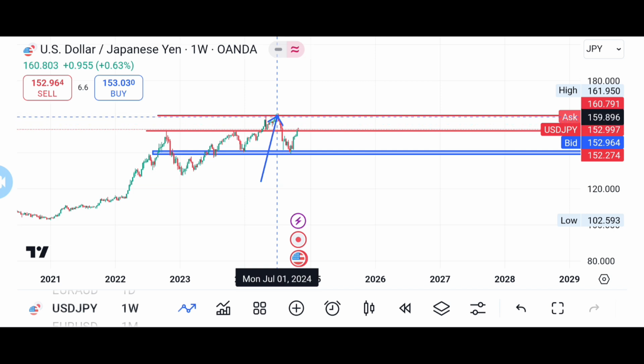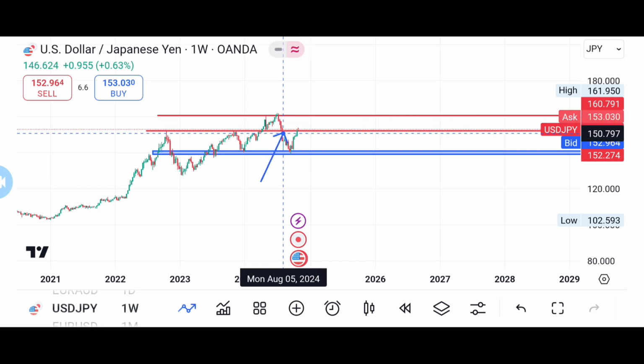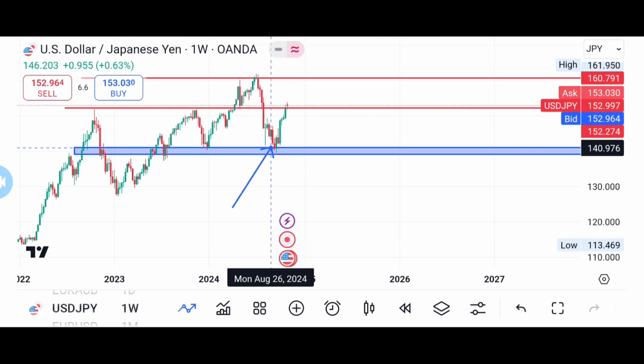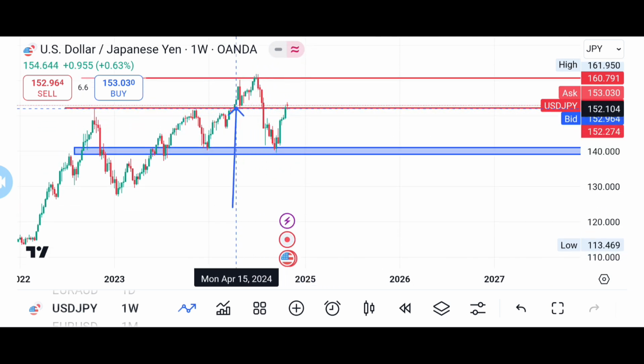Now you can see, unfortunately, the sellers were able to break the previous support here, and the market now changed from being bullish in the weekly to bearish. Are we together? And it formed a new higher low. This was the new higher low. Let me zoom it so that we can see. So the market structure shifted from this point.